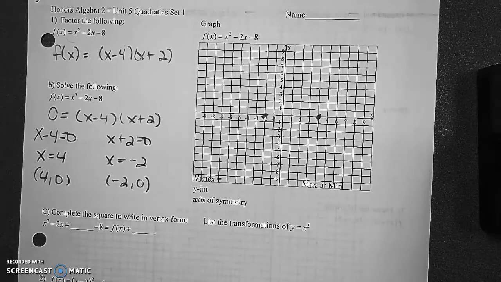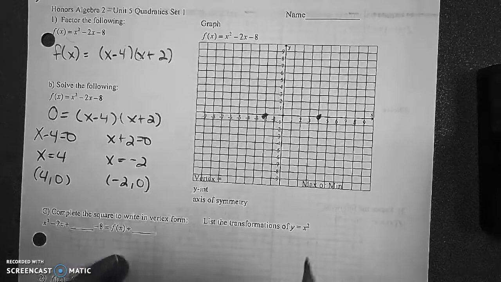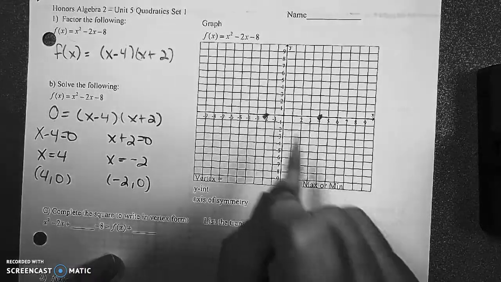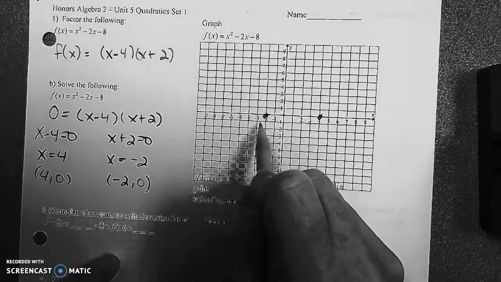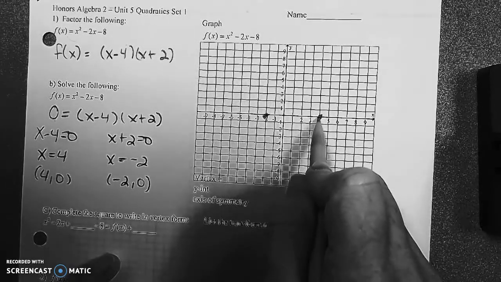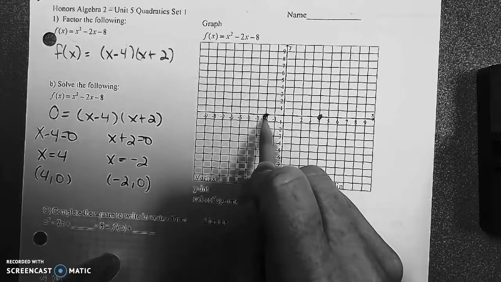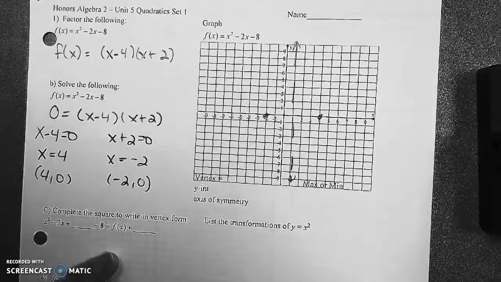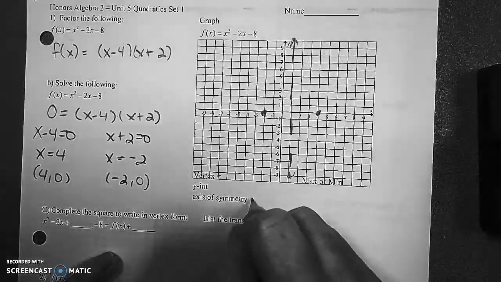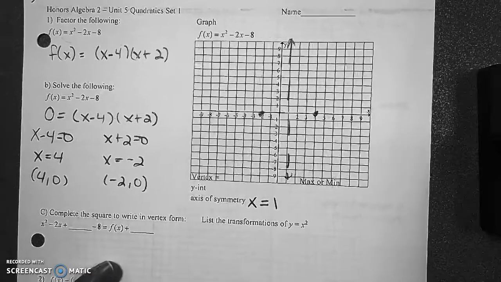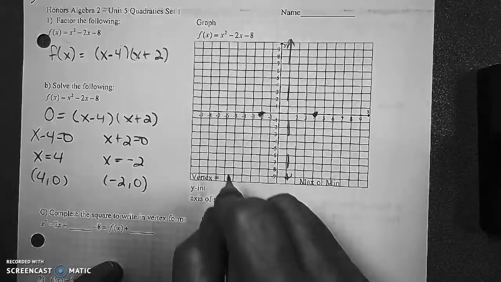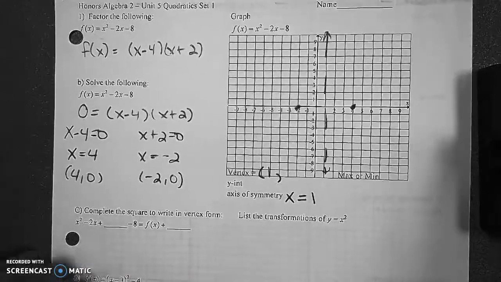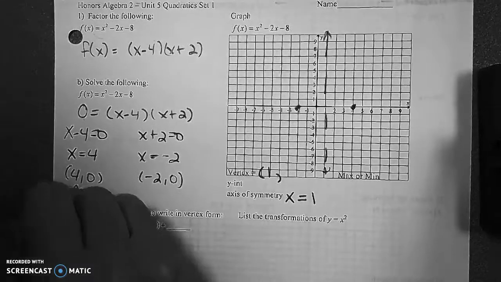So what else do I need in order to graph this parabola? Well, I need the vertex, and your vertex is always going to be located in the center on the axis of symmetry. So for the axis of symmetry, you're looking for what's in between negative 2 and 4. Well, that would be 1. So we now have located our axis of symmetry. Our axis of symmetry is the line x equals 1. And not only is that the axis of symmetry, but that will be where the x value of the vertex is located.